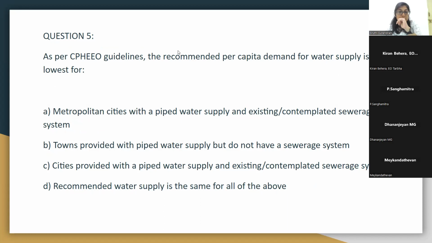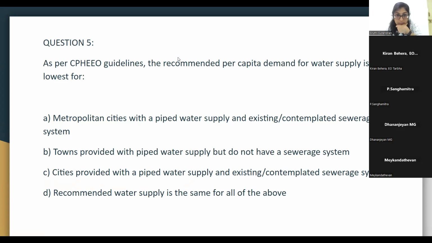Is it for metropolitan cities, towns, or cities provided with pipe water supply? Or is it the same for all? Lowest for towns, Mujahid has said B. Devan also has B. Mustafa has also gone with B. Okay, so most of them have gone with B. We'll go into the answer.